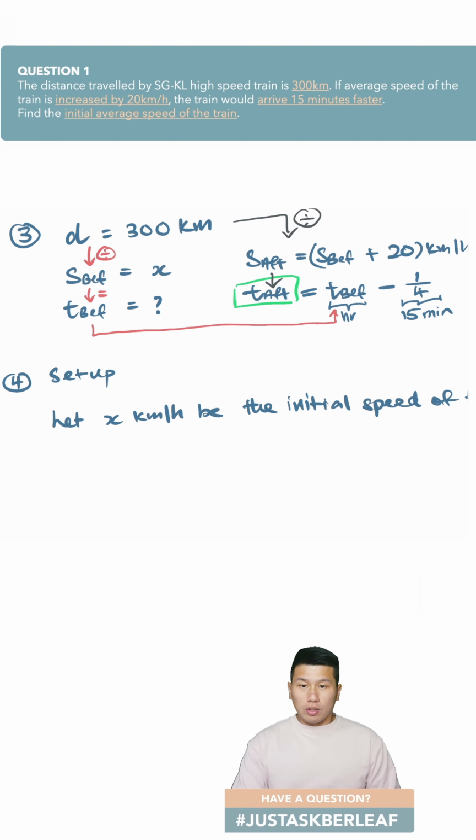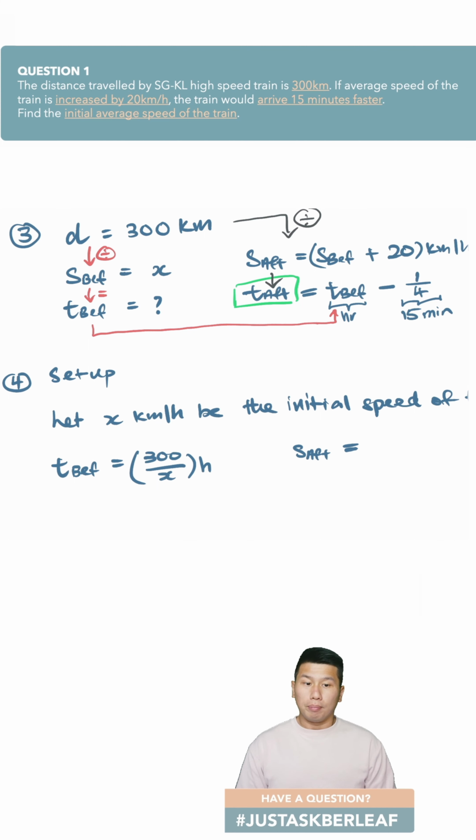Okay. So with that, we shall move into mapping out all the components required. Time before is equal to 300 over X, which is in hours. Then we will have speed after, which is equivalent to X plus 20, because that's the initial speed plus 20 km per hour. Then we have time after. We will work this out by using 300 divided by the speed after, which is X plus 20. So we have hours here.